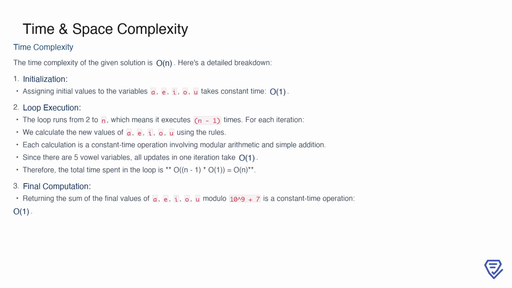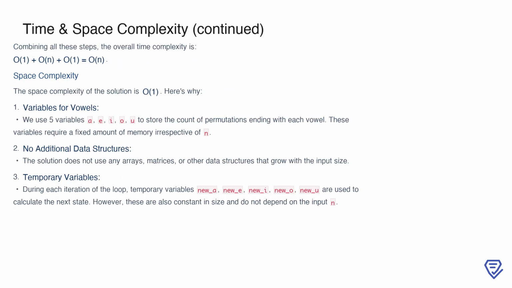Finally, after the loop, we compute the sum of the counts of all vowels modulo 10 to the power of 9 plus 7, which is another constant time operation. Adding these together, the overall time complexity so far is O(1) plus O(n) plus O(1). Combining all the steps we discussed, the overall time complexity of the solution simplifies to O(n).